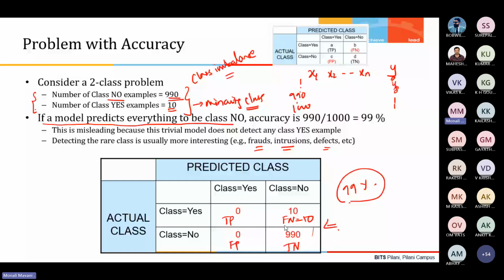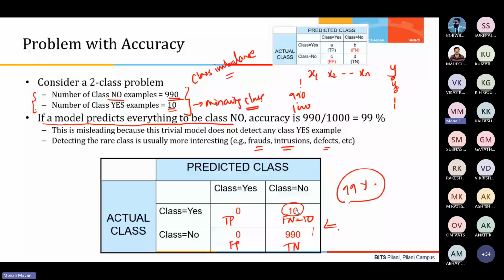Test data. Test data, correct. So this is what you are getting. Will you accept this model? No. Because your interest is in the minority class, and it is wrongly classifying all the minority class. So that's a problem with accuracy.